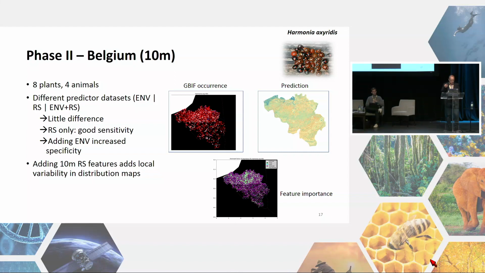In this slide, you can see the predicted distributions of one of the species, the Asian lady beetle. You see also the GBIF occurrences and the feature importance map of the model, because with most of the machine learning type of models, we can also see which feature has the most discriminating power in order to detect the presence.